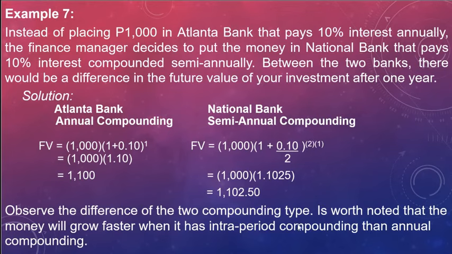So, observe the difference of the two compounding types. It is worth noting that the money will grow faster when it has intra-period compounding than annual compounding only. So, take note of that. If you invest, and you have a chance or an option for it to be semi-annual or compounded intra-period, then you go for that investment.